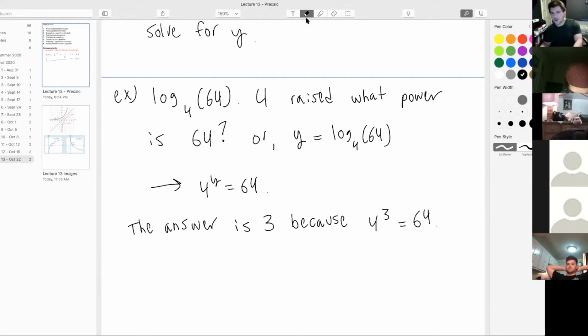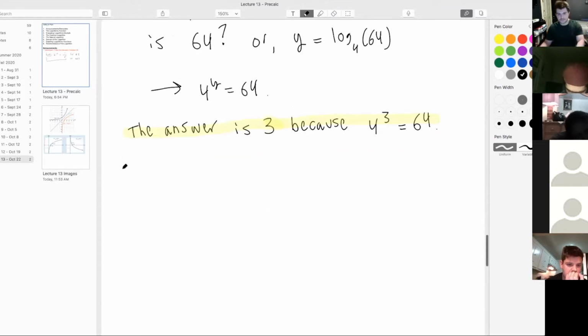Any questions? This is very fundamental, so I want anyone to stop me if we're having trouble right now. The answer will be 3. All right, let's move on to some more examples.